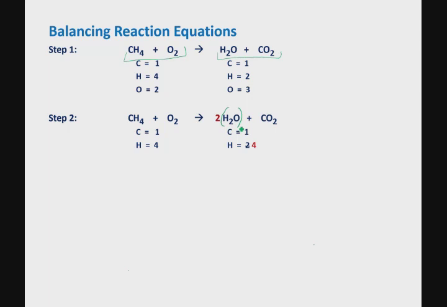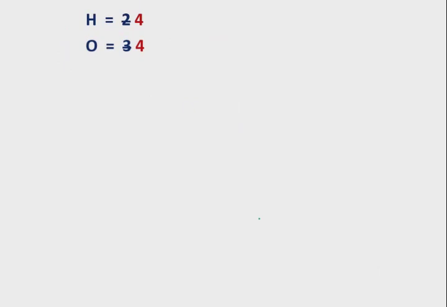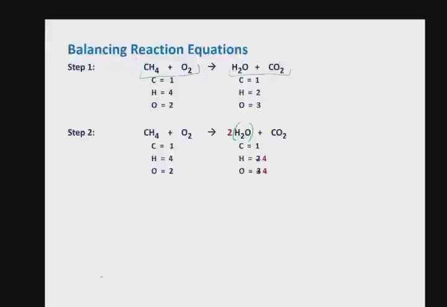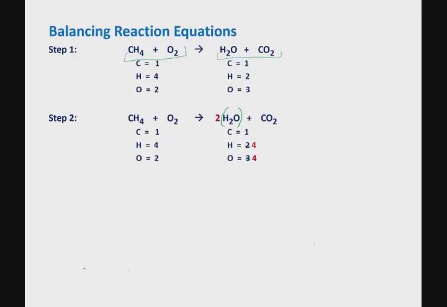So now their total number of hydrogens is 4. It's balanced, but because we added that number 2 in front of the entire symbol H2O, the number of oxygen atoms changes as well, because the 2 applies to the entire chemical formula. Now the total number of oxygen atoms on the product side is 4 as well. So the oxygens are not balanced now. Okay, so we try to therefore change the coefficient on the reactant side to try and balance that out.